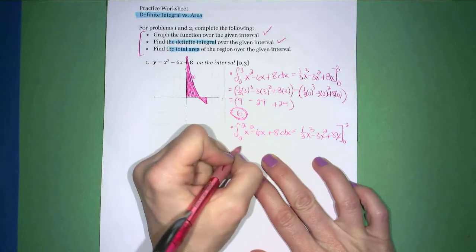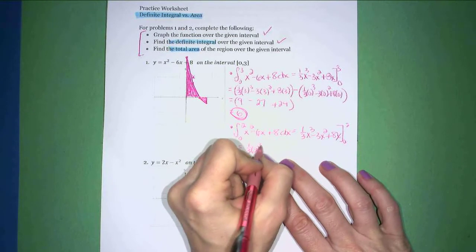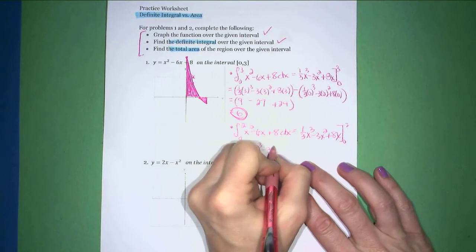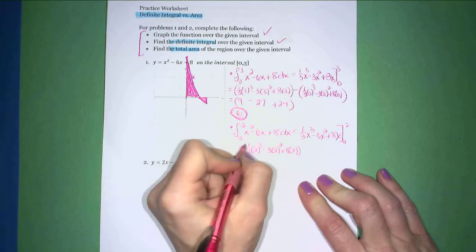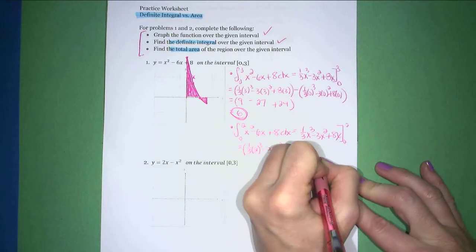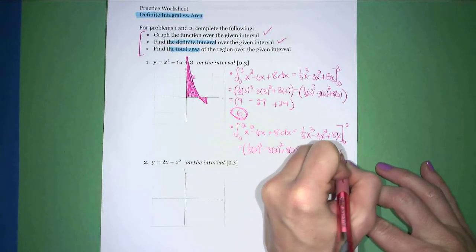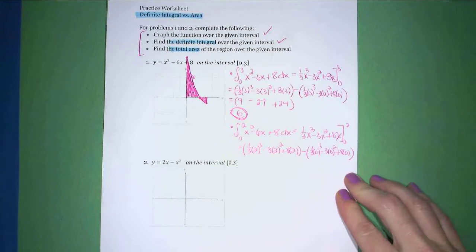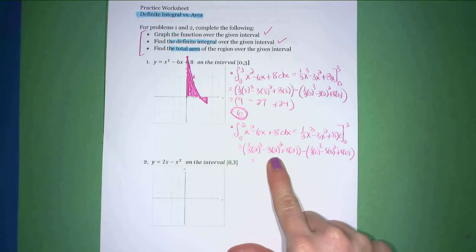We plug in our 2. We get 1/3 times 2 to the third minus 3 times 2 to the second plus 8 times 2 minus, put your 0 in, 1/3 times 0 to the third minus 3 times 0 squared plus 8 times 0. Love when I'm working with 0 because this is going to go to 0. We can focus on the front.